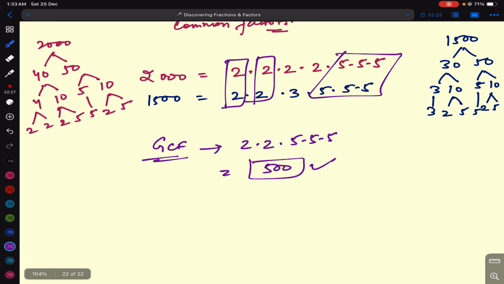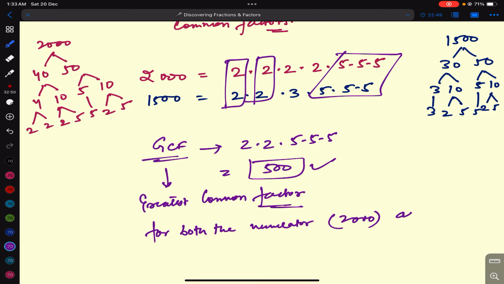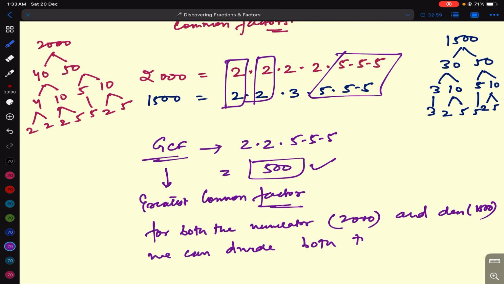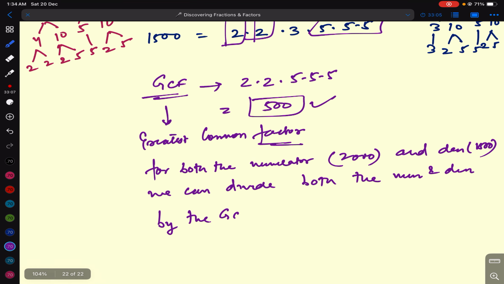Now, once we get the GCF, we are going to simplify the ratio. Since we know that GCF is the greatest common factor for both the numerator, which was 2000 in this case, and the denominator, which was 1500, we can divide both the numerator and denominator by the GCF that we just figured out, that is 500, to produce a simplified fraction.